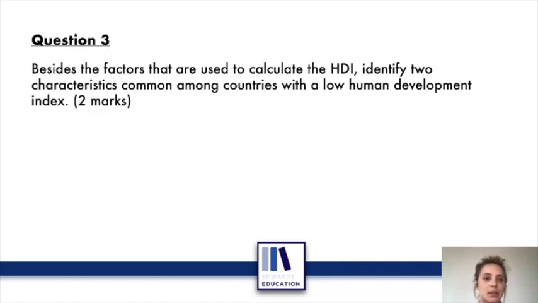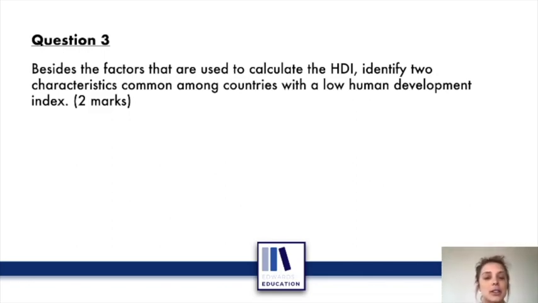Question 3. Besides the factors that are used to calculate the HDI, identify 2 characteristics common among countries with a low Human Development Index. So what this is asking you is not to use the indicators that are used in creating the HDI. It's saying come up with other things that may impact the HDI.